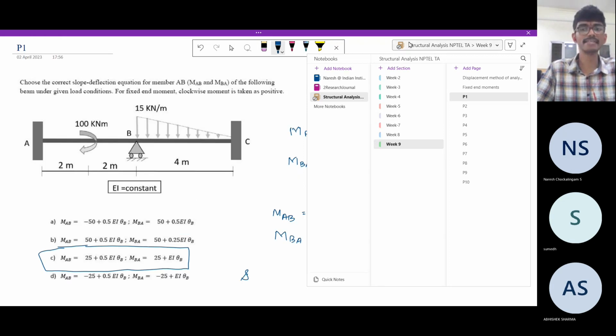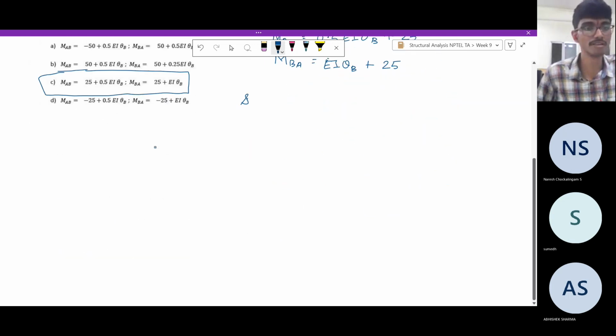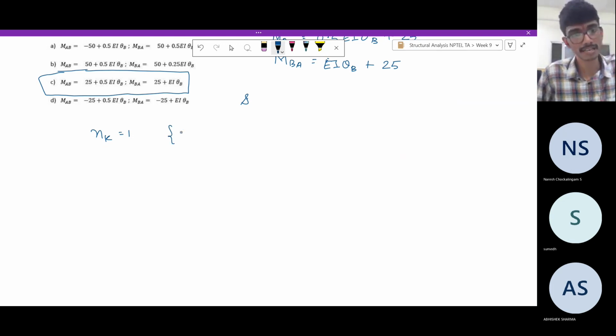What is the degree of kinematic indeterminacy? Here all degrees of freedom are restrained. Here it can't go up. The only degree of freedom is theta B. So let us solve the problem. So nk is equal to 1. So we'll get a scalar equilibrium equation, and the only unknown is theta B.